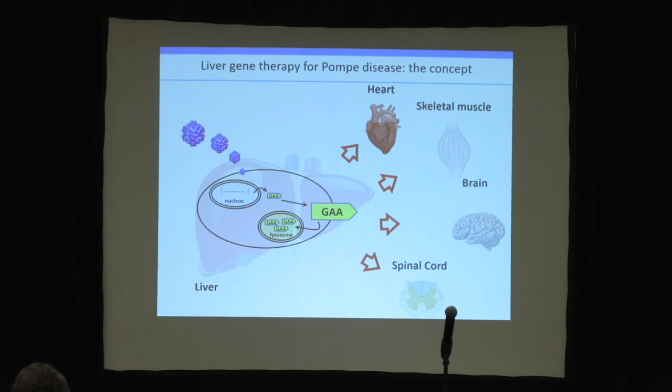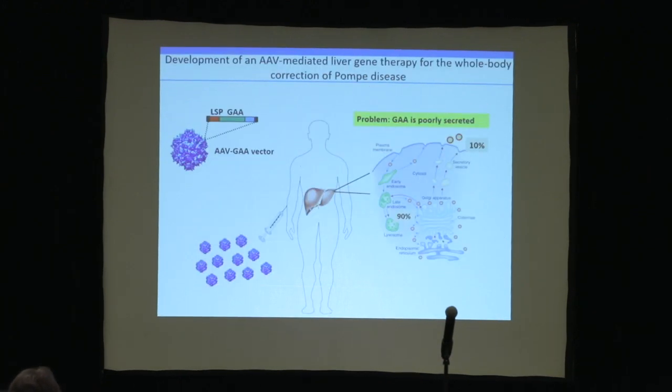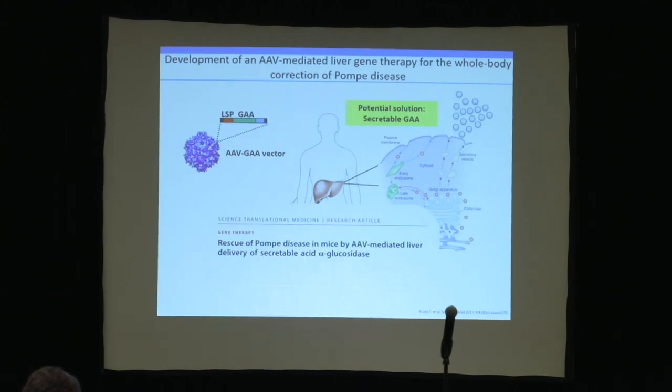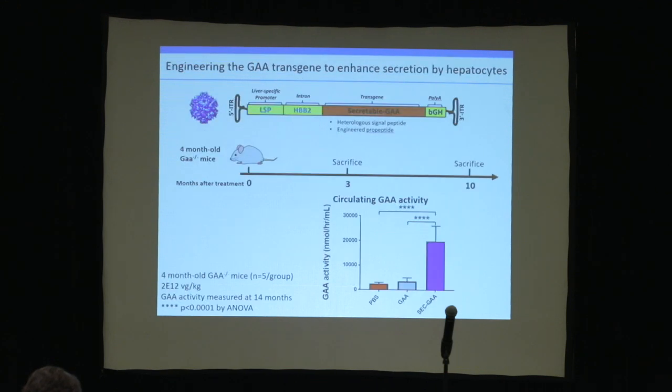And then what we thought is that when you target the liver, you have a secreted GAA that can then distribute into the body and rescue the disease at the whole body level. The problem we had when we started this project is that we realized that GAA, being a lysosomal enzyme, is in fact poorly secreted. And we thought that we may improve this secretion by modifying the GAA sequence.